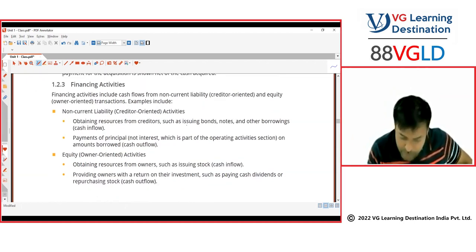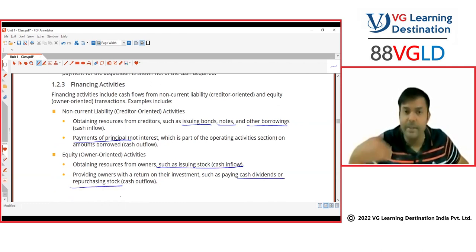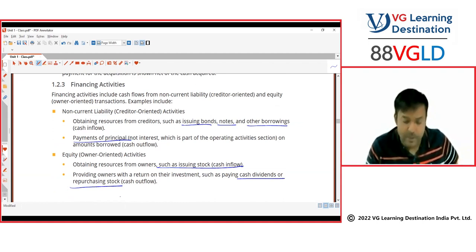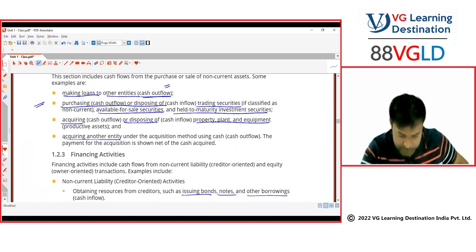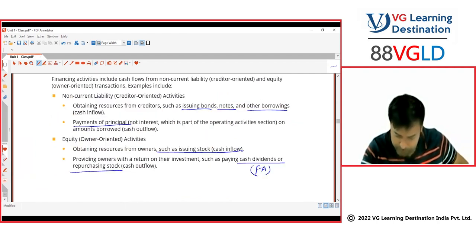What is FA, everyone? FA is going to be issue of bonds, notes, borrowings, and payment of the principal. You are issuing the stock. You're making the cash dividend payment, that means you're paying the dividend. Whenever you are paying the dividend, the payment of the dividend is going to be FA. Is that okay, everyone? Are we good?